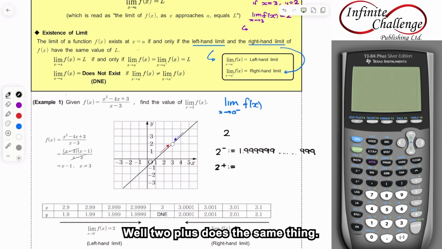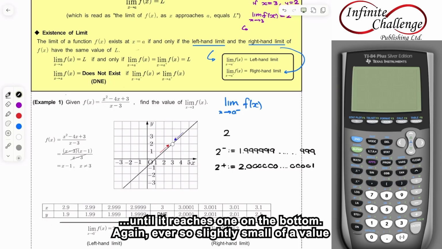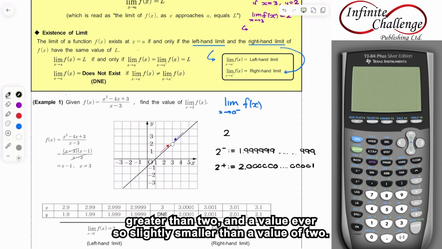And what about 2 plus? Well, 2 plus does the same thing, but on the other side, aka the right side of the number line, which insinuates 2.000000 onwards 0000 until it reaches 1 on the bottom. Again, a value ever so slightly greater than 2, and 2 minus is a value ever so slightly smaller than 2.